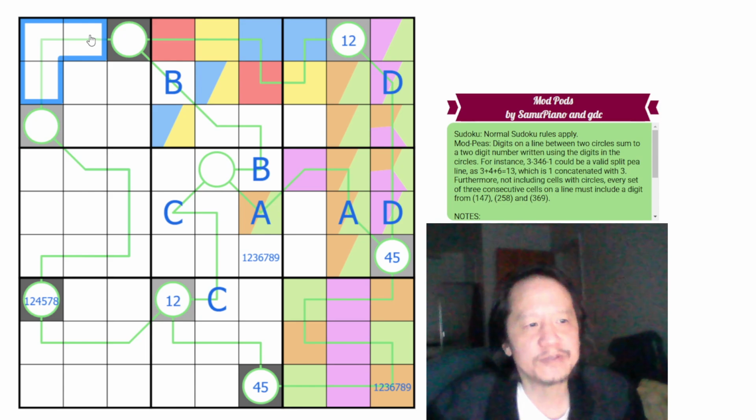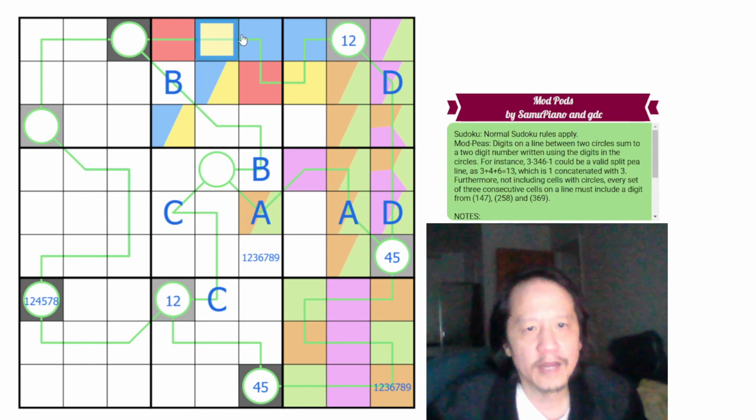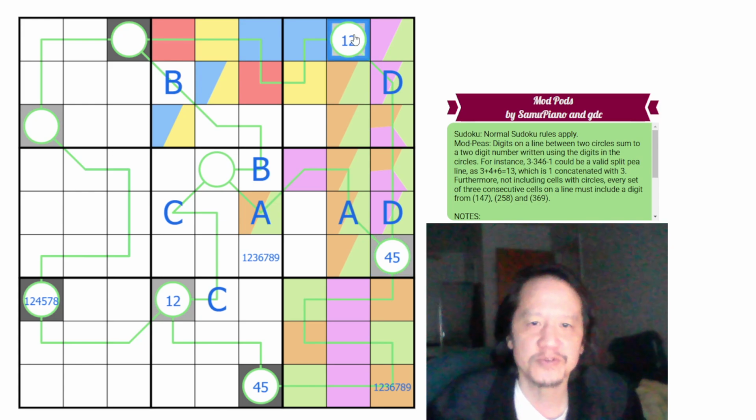These 3 add up to 0 mod 3, so these 2 must add up to 0 mod 3. Therefore, this is a dark. And we have 6 here, so this must add up to 0 mod 3. And so these 2 must add up to 0 mod 3. Therefore, this is a medium. So this is a medium, and this is a medium.